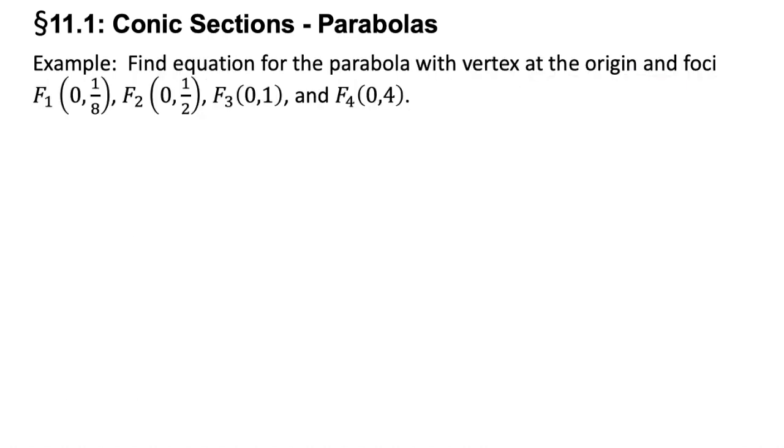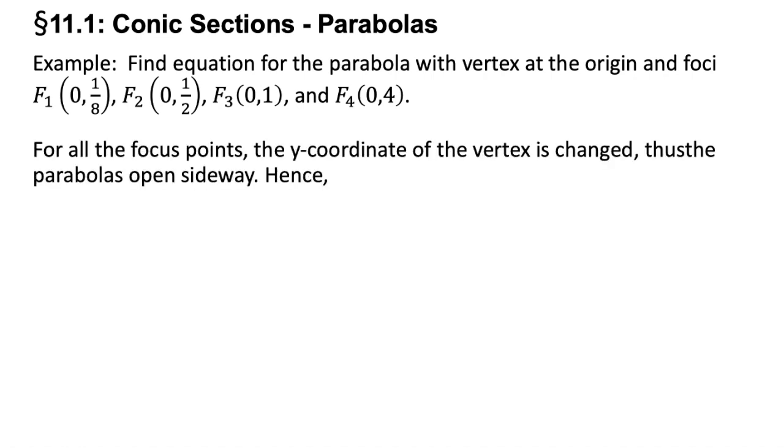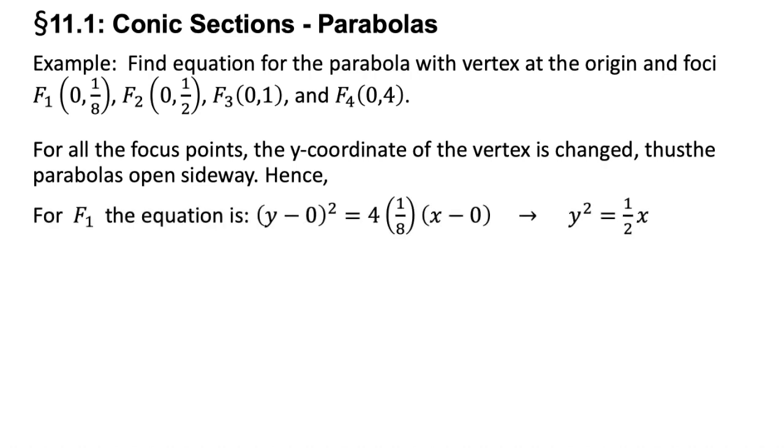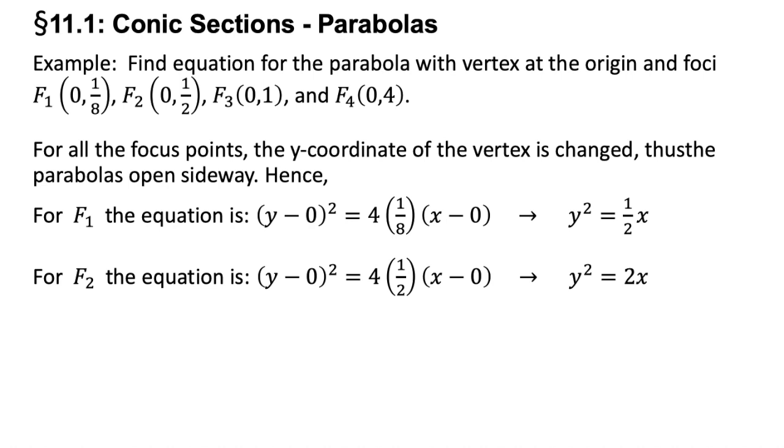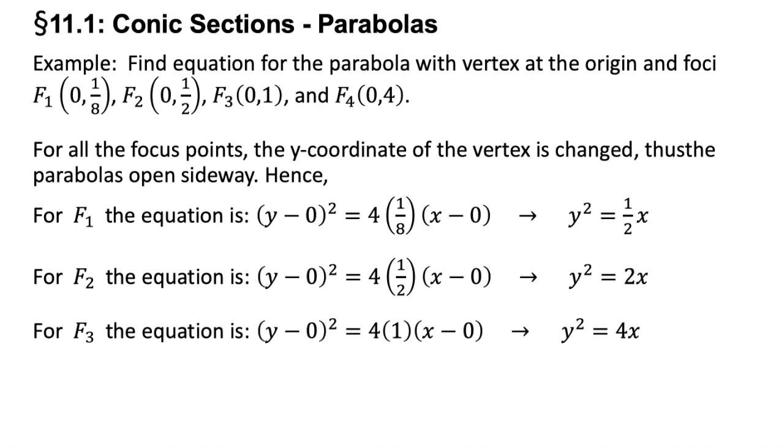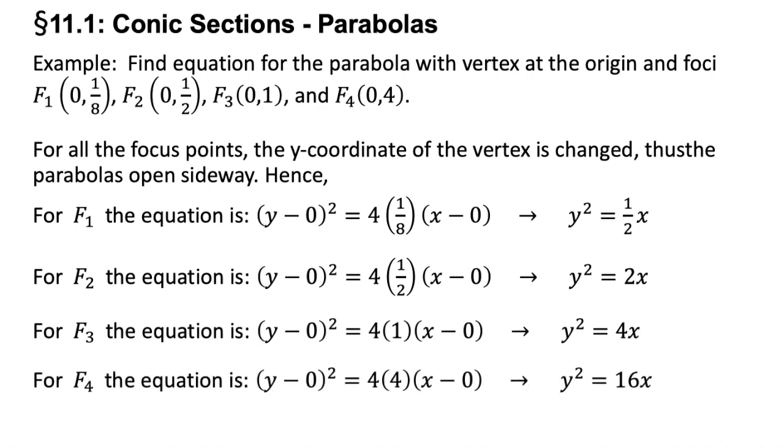Here is another example to find the equation of 4 different parabolas with vertex at (0, 0) and 4 different focus points. For all the focus points, the x-coordinate of the vertex is changed, thus, the parabolas open sideways. For f1, the equation is (y minus 0) squared equals 4 times 1/8 times (x minus 0), which simplifies to y squared equals 1/2 x. For f2, the equation simplifies to y squared equals 2x. And we can see that for f3 and f4, equations simplify to y squared equals 4x and y squared equals 16x.